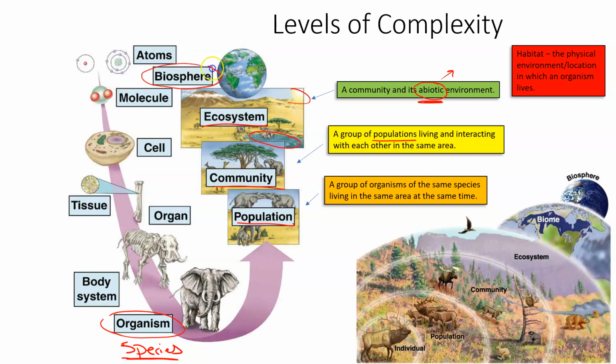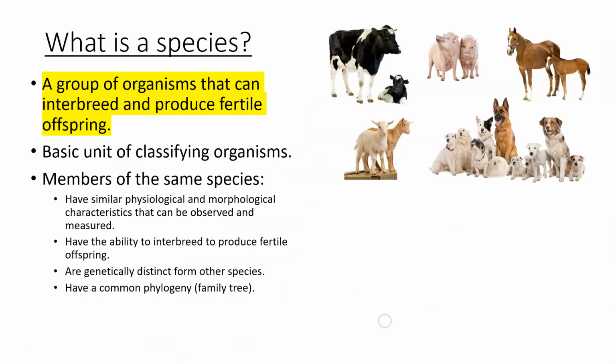which are the larger areas that all come together to produce the biosphere. So, we've talked a little bit about what a species is. Let's talk a little more in depth about what a species is. We've already determined that by definition, a species is a group of organisms that can interbreed and produce fertile offspring.